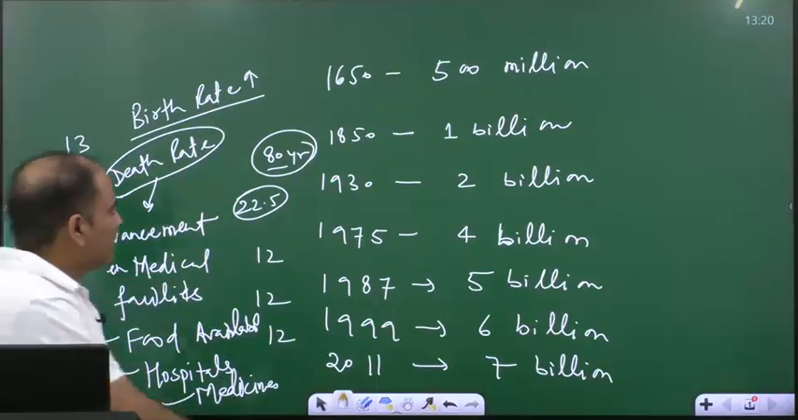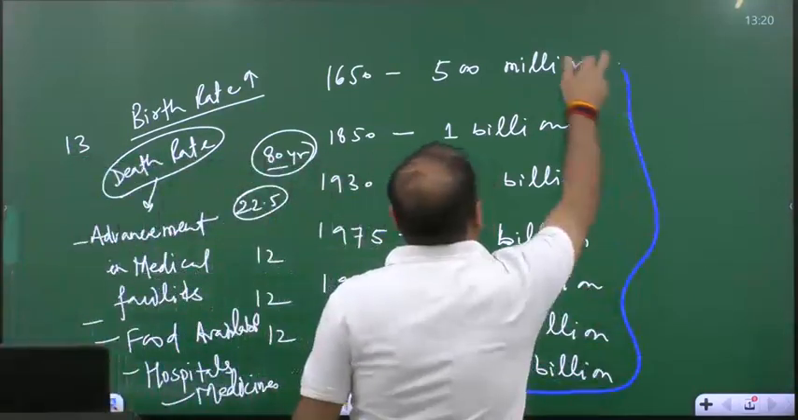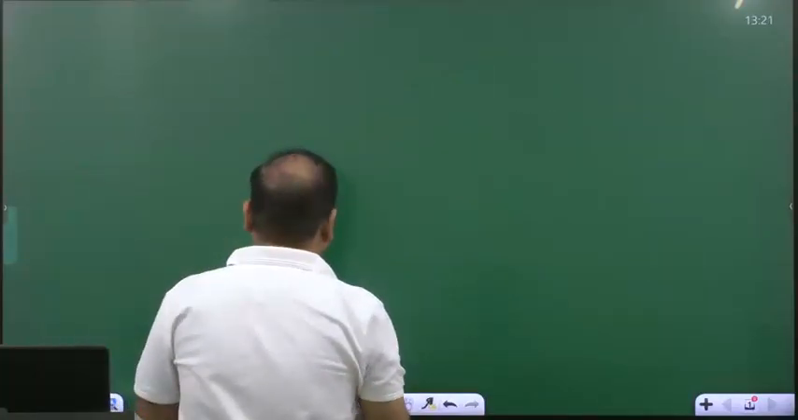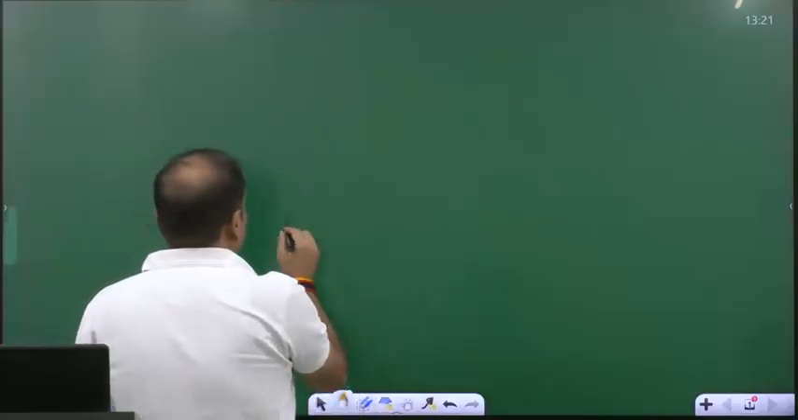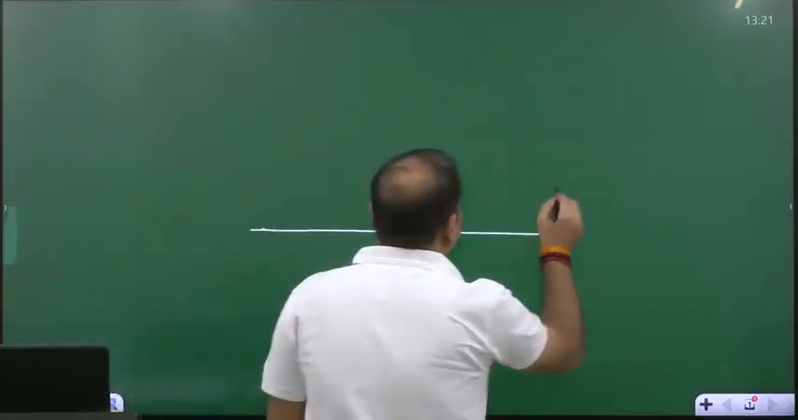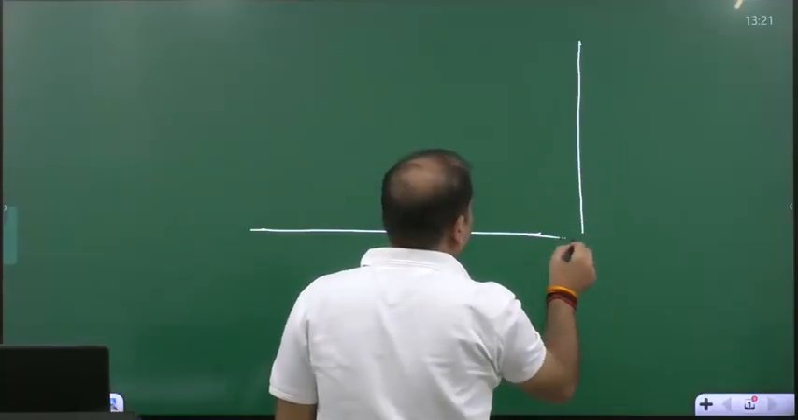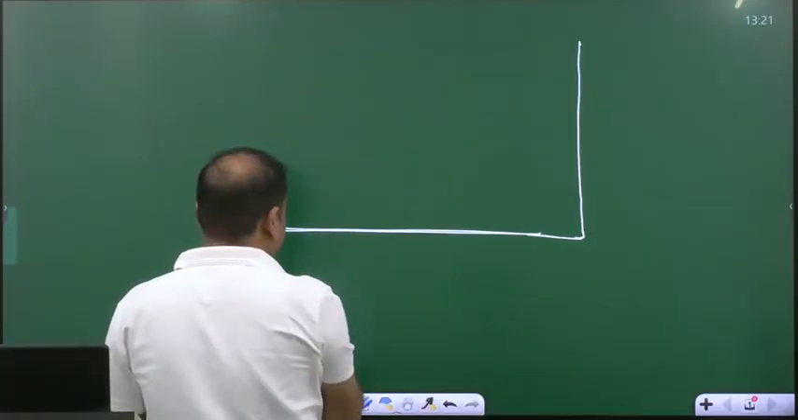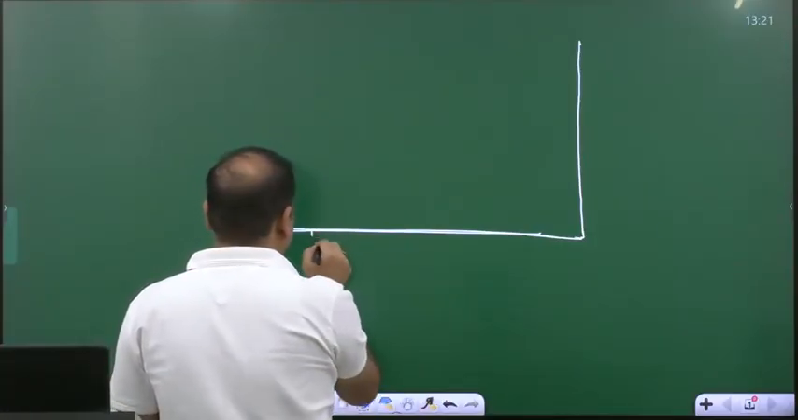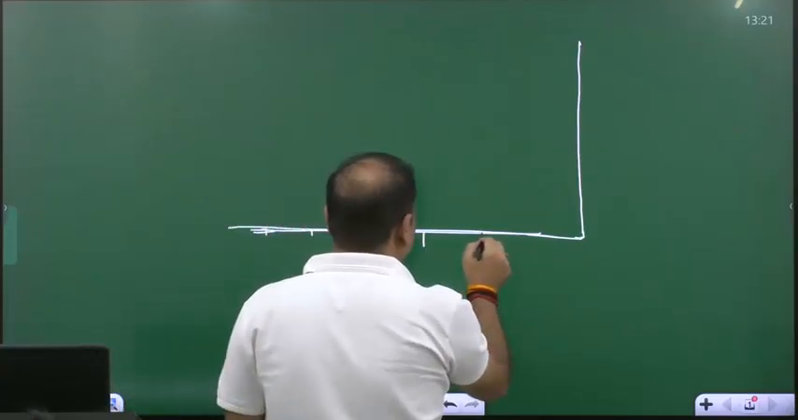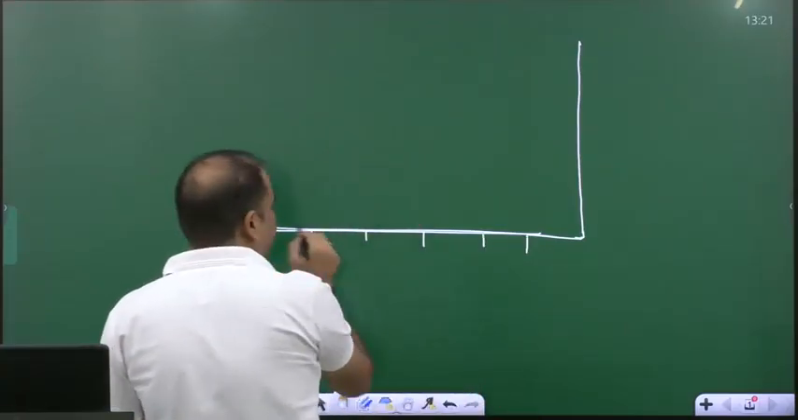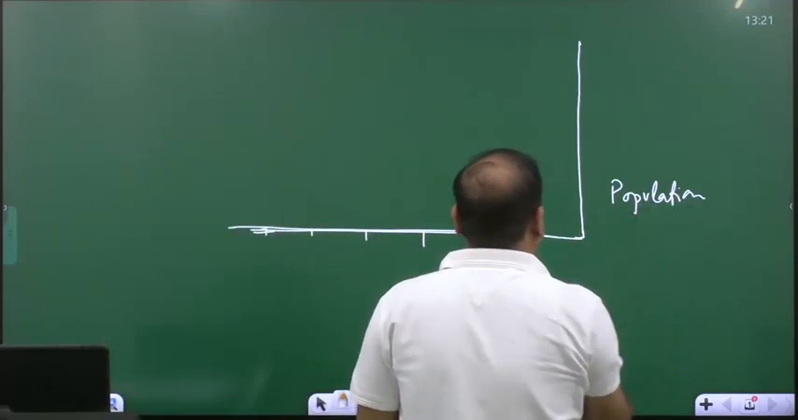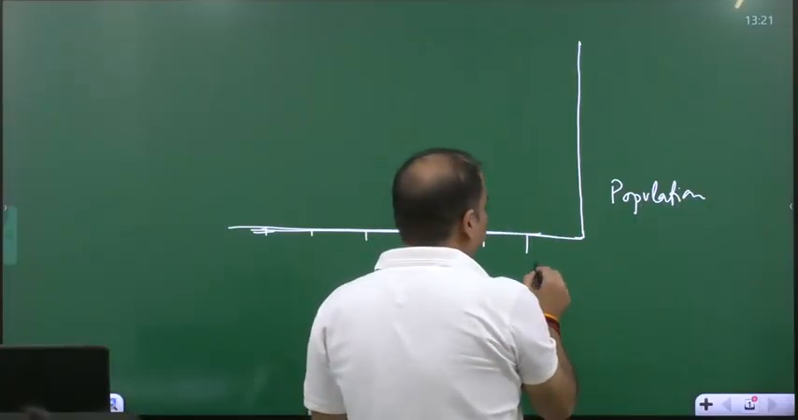So this is how the population had changed. If you just try to plot this population diagrammatically, you will find, if you divide this population like 50-50 years population, that earlier this is representing the population.